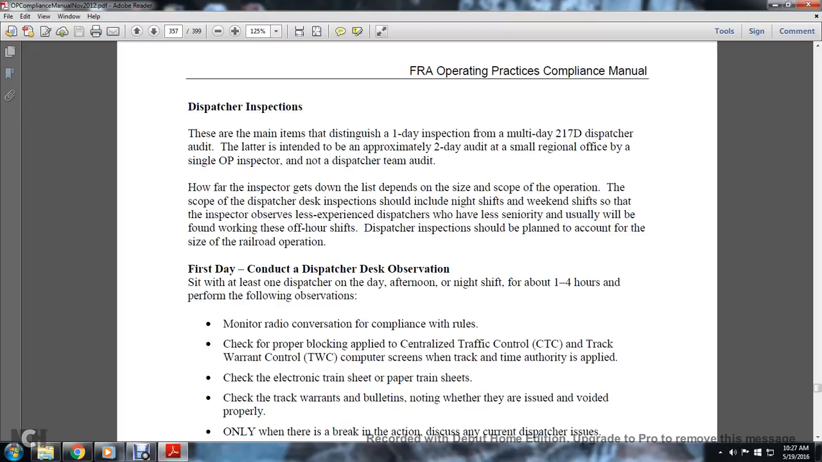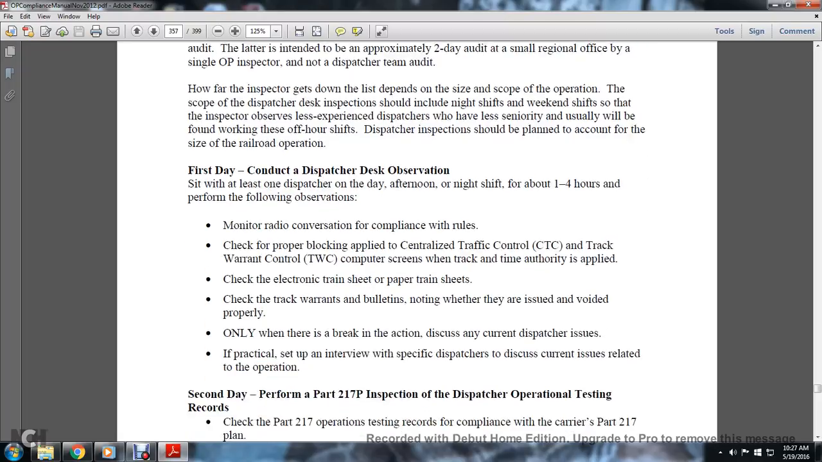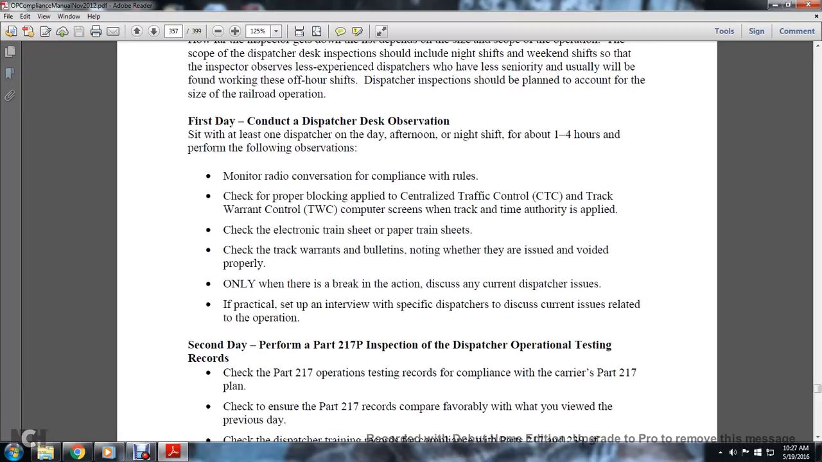The scope of the dispatcher desk inspection should include night shifts and weekend shifts, so that the inspectors observe less experienced dispatchers who have less seniority, usually found working in the off hours. Dispatcher inspection should be planned to account for the size of the railroad operation. First day, conducting the dispatcher desk observation.